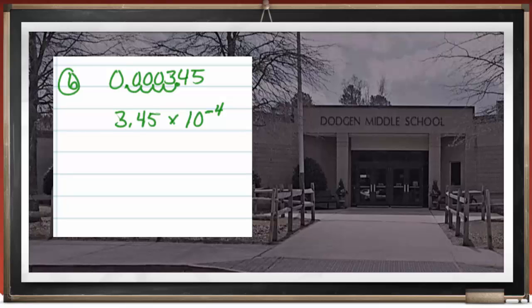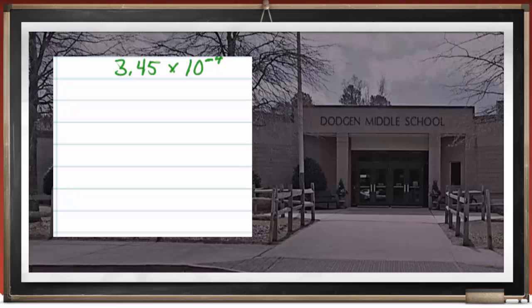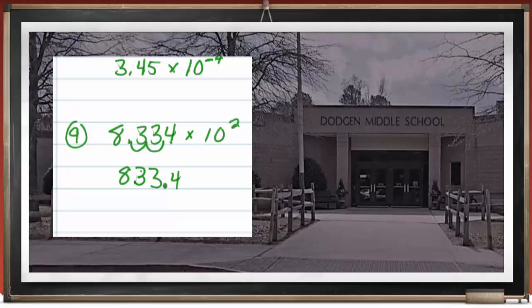Let me do one more working in the opposite direction, and you should be able to kind of follow the pattern and be okay working the rest of these out. Let's do number 9. 8.334 times 10 squared. So we're going to multiply by 10 to the 2nd power, which means I'm going to move the decimal over 2 places. 1, 2 places. So my 833.4 will be our final solution.